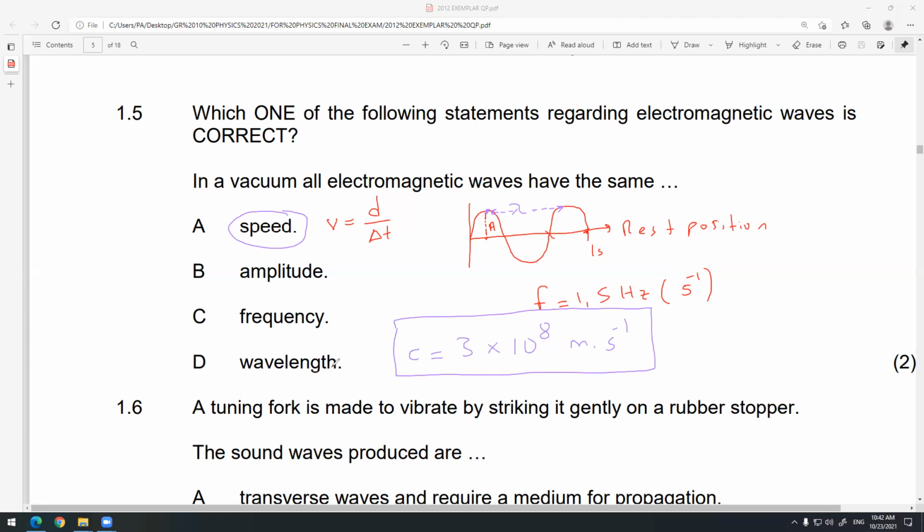Wavelength is the distance from crest to crest, or from the first point of a wave to the last point of the wave, or from the lowest point to the lowest point. That distance gives you the wavelength. The answer is A, speed. All electromagnetic waves have the same speed. Done. Let's continue, people, with the next question.